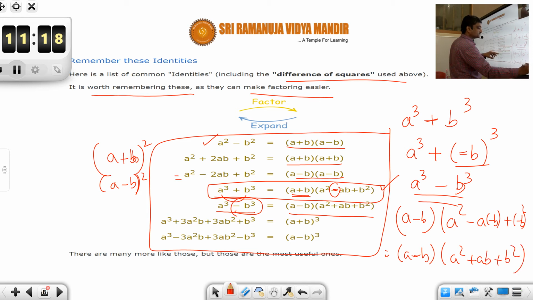Okay, students. So the second formula is very easy. Simply you will put minus b in place of the plus b in the first formula. a cube plus b cube equals a plus b times a square minus ab plus b square. In the second term, it starts with a square.